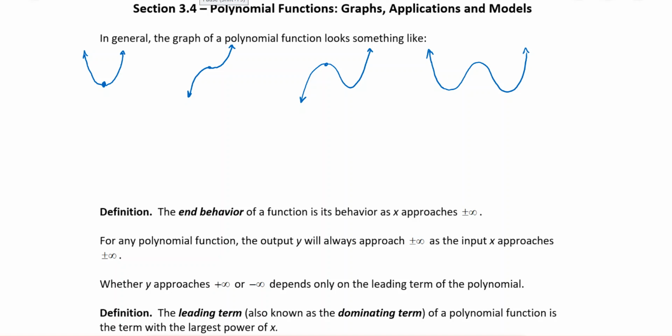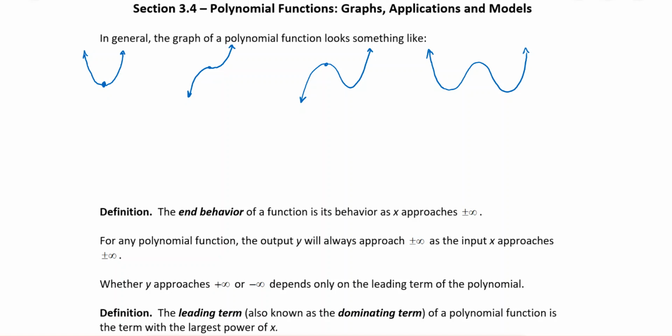We're working in section 3.4. We're trying to graph polynomial functions. Let's start by asking the question, well, what can the graph of a polynomial look like? I've drawn out a few. You recognize the first two because they're the graphs of y equals x squared and then y equals x cubed.